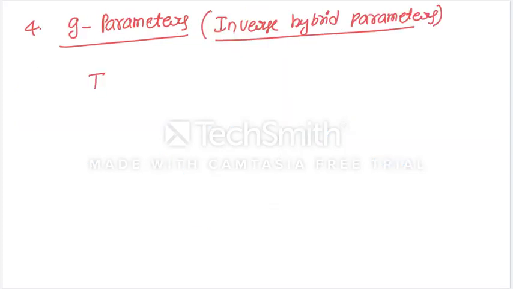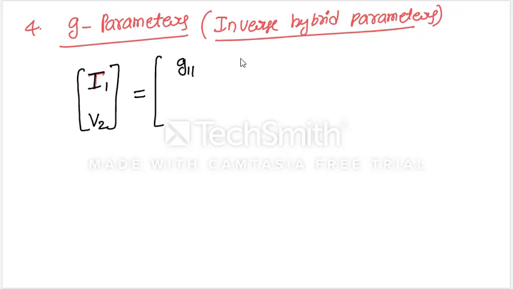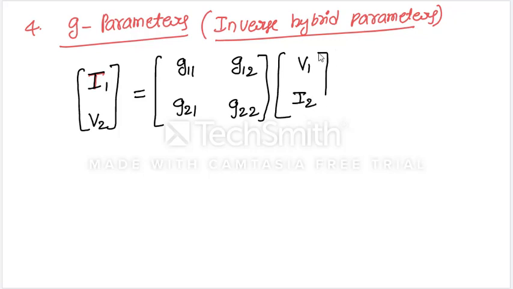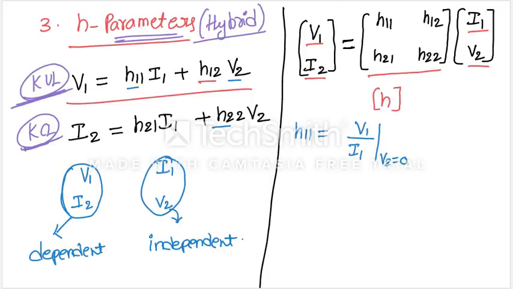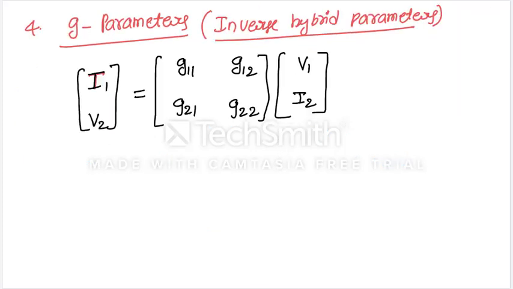So I1 and V2 are the dependent variables, with G11, G12, G21, G22, and then V1 and I2 as the independent variables. Simply inverse. Check it now: this matrix will be simply inverse, isn't it?